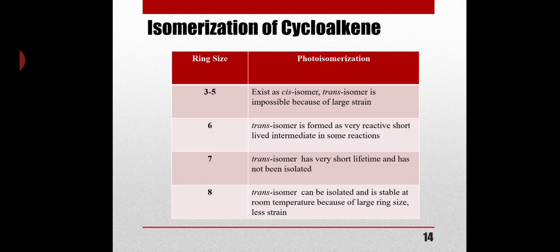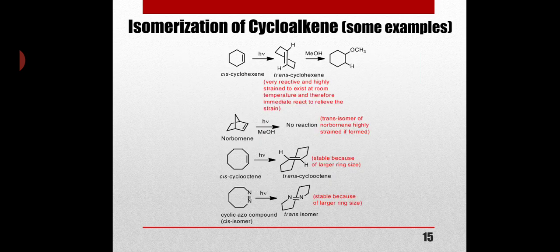But trans cyclooctene is stable at room temperature because of the large size of the ring which can accommodate the strain, and trans cyclooctene can be isolated. Here are some examples of photoisomerization of cycloalkenes.